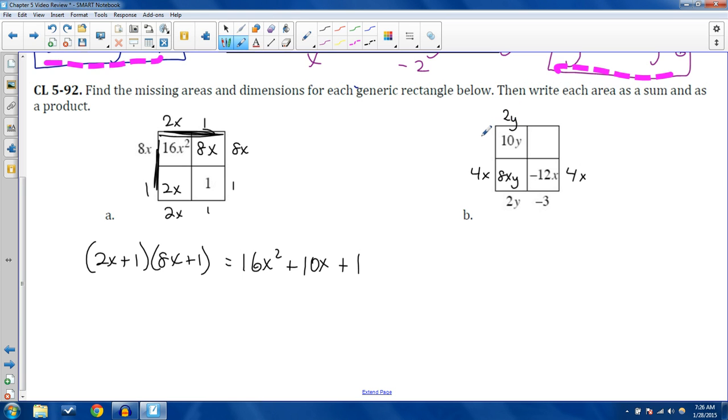Then this is up here. 10 divided by 2 is 5. And it looks like the y's are taken care of over here. So if this is 5, then so is that. And this must be a negative 3 up here. 5 times negative 3 is negative 15.